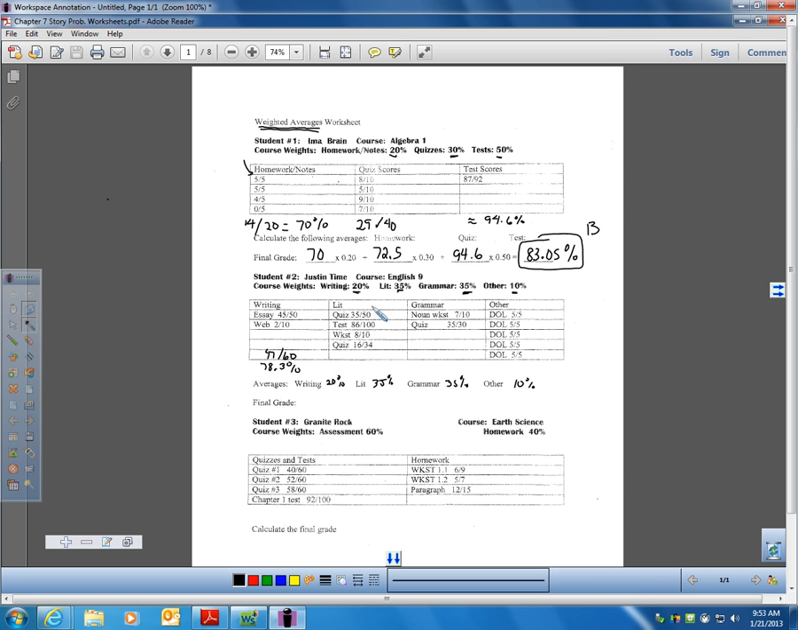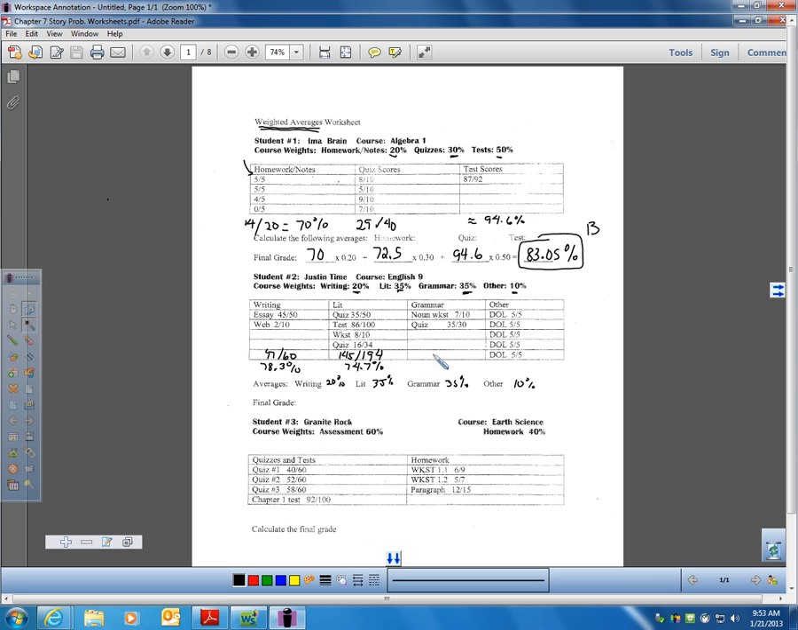When I look at lit, they had 35 plus 86 plus 8 plus 16. They scored 145 points when I add up all their points that they got, but there was 50, 100, 60, and 34 possible. If I'm doing that in my head right, you can add it up on your calculator. That's 194. So I got to take 145 divided by 194. That means they had a 74.7% average in lit.